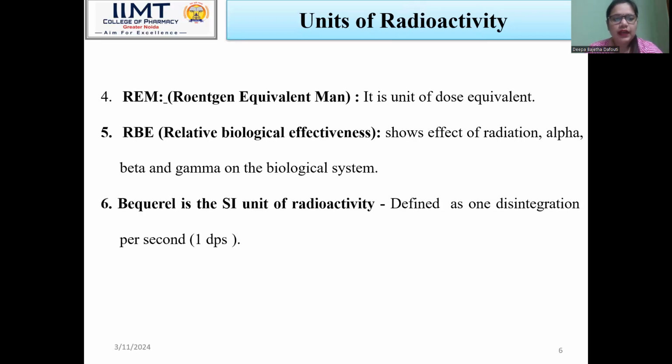And fourth one is REM, Röntgen equivalent man. It is the unit of dose equivalent. RBE, relative biological effectiveness, shows the effect of radiations alpha, beta and gamma on the biological system. Becquerel is the SI unit of radioactivity, defined as 1 disintegration per second.